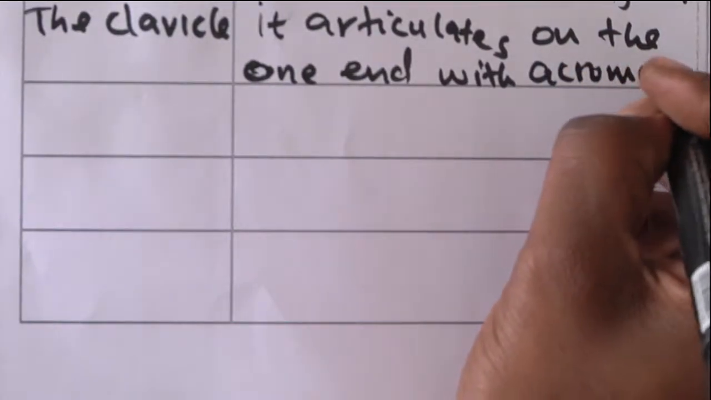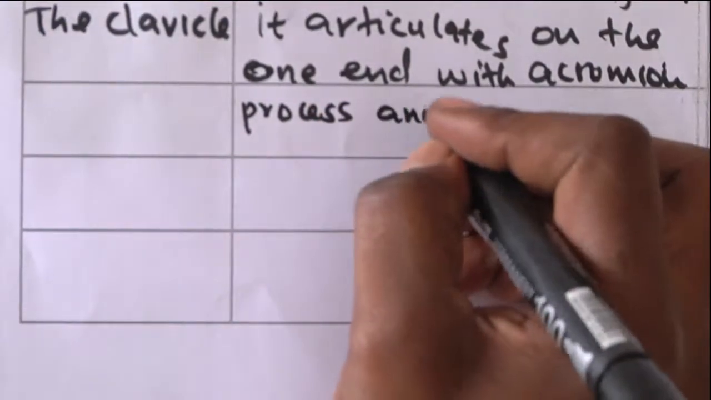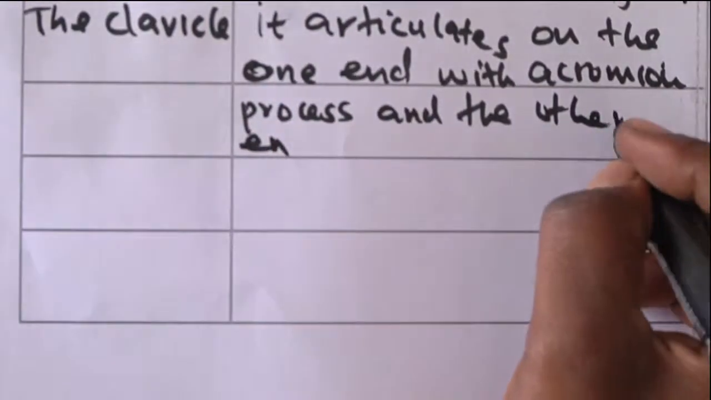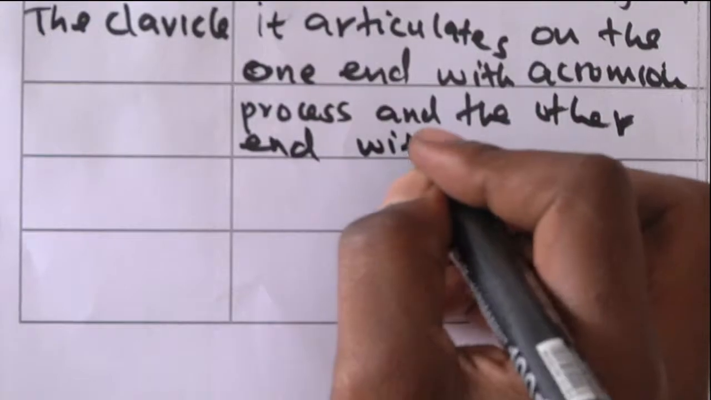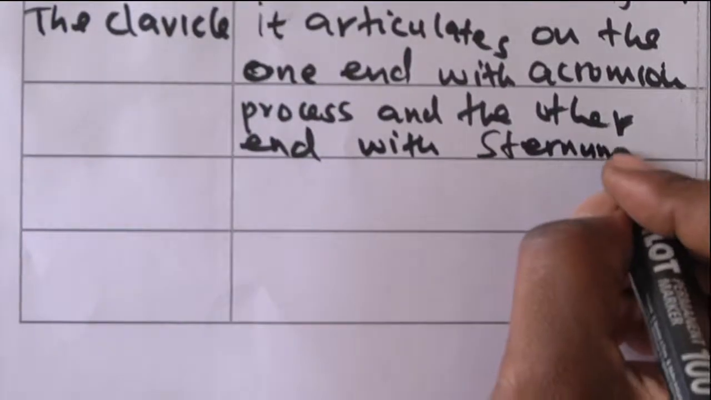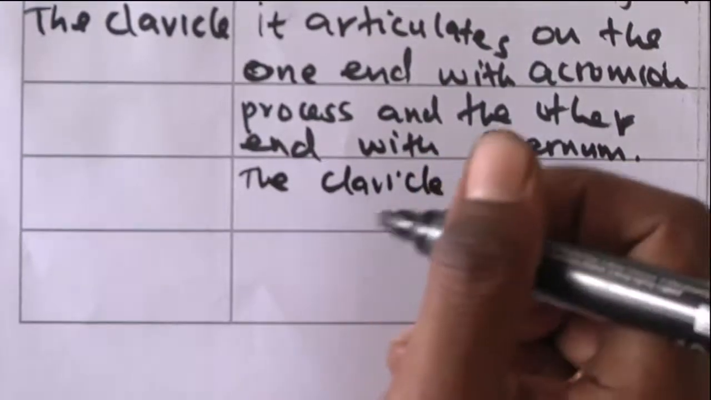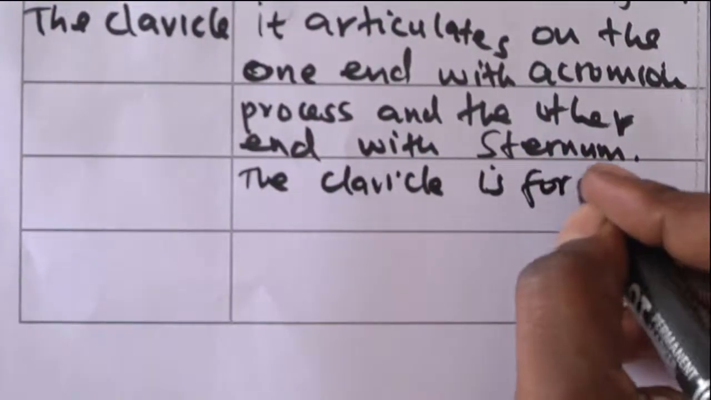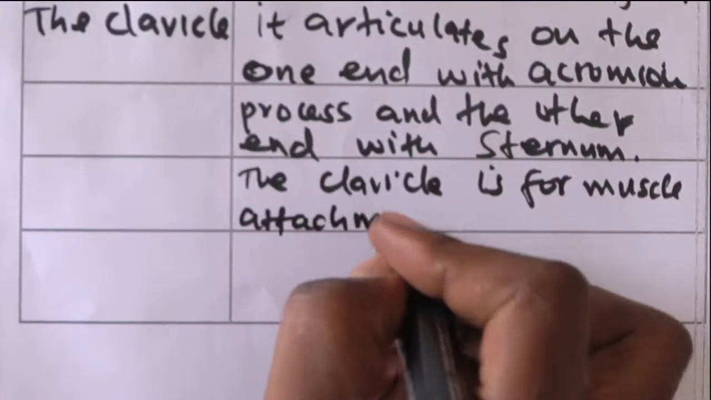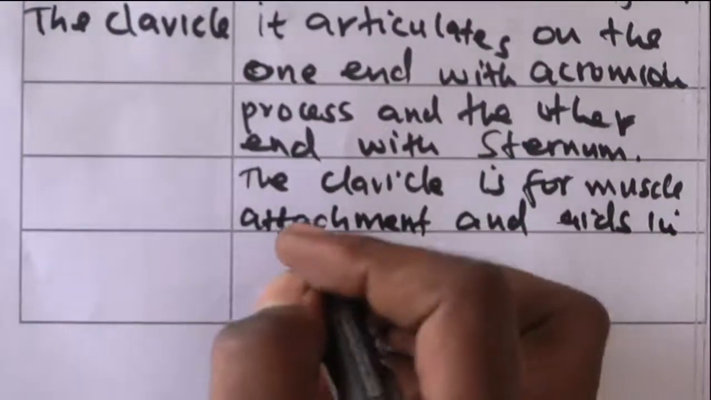the acromion process, and the other end with the sternum. So the clavicle, in real essence, is for muscle attachment and aids in movement.